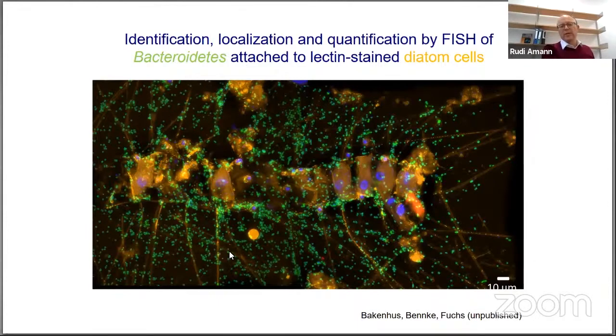The green ones are now Bacteroidetes, or in the marine environment, flavobacteria. I'll come back to the taxonomy later on, but they are one particular type of heterotrophic bacteria that are closely linked both to the surface but also to the surroundings of dying diatom cells.